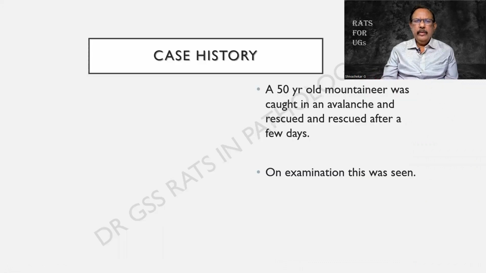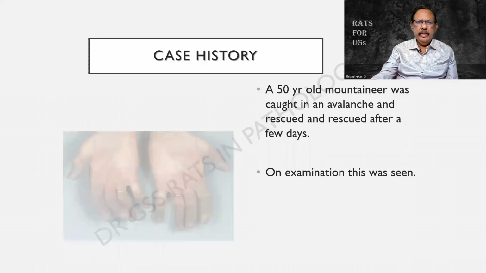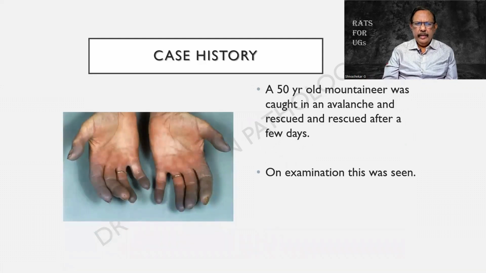This topic is one of the first of mine. A case history. A 50-year-old mountaineer was caught in an avalanche and rescued after a few days. On examination, this was seen. I find that there is a normal pinkish hue of the palm, whereas the digits have a blackish color or discoloration. Also, a little bit of stiffness can be appreciated in the fingers.